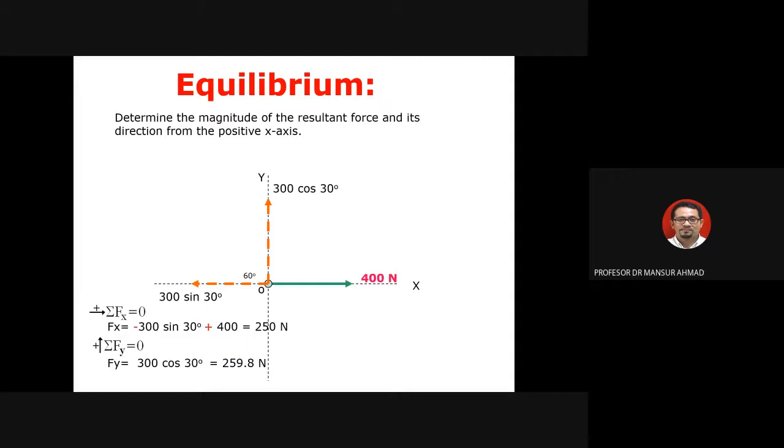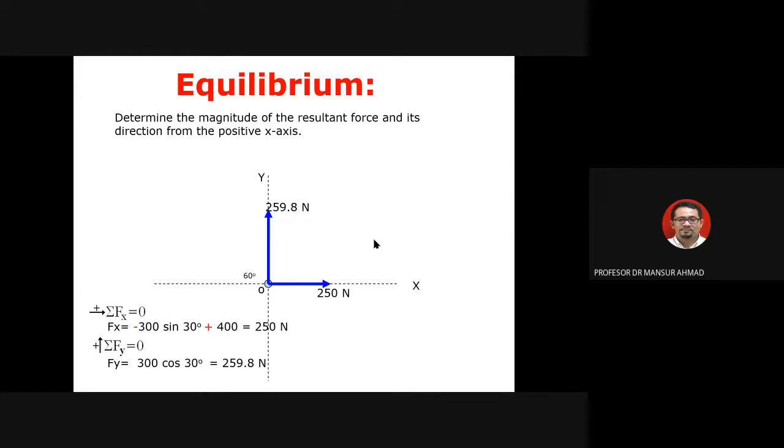When you add up in the X direction, the force is positive 250 Newton, and when you sum forces in the Y direction, the answer is positive 259.8 Newton. Right? Okay, students. So how to visualize this? If you look at the diagram here, after you have summed forces in the X and Y directions, it becomes this.